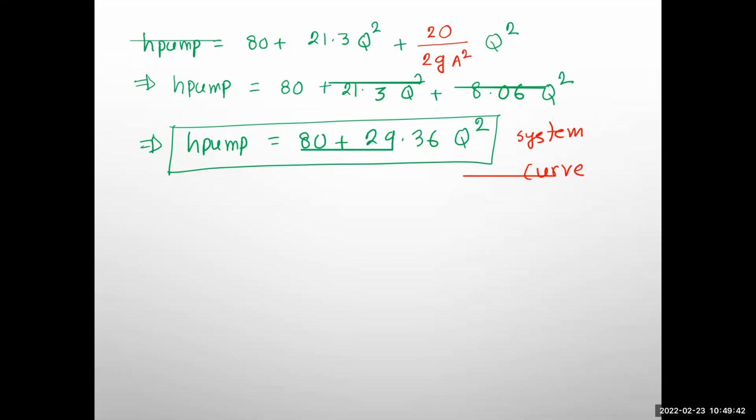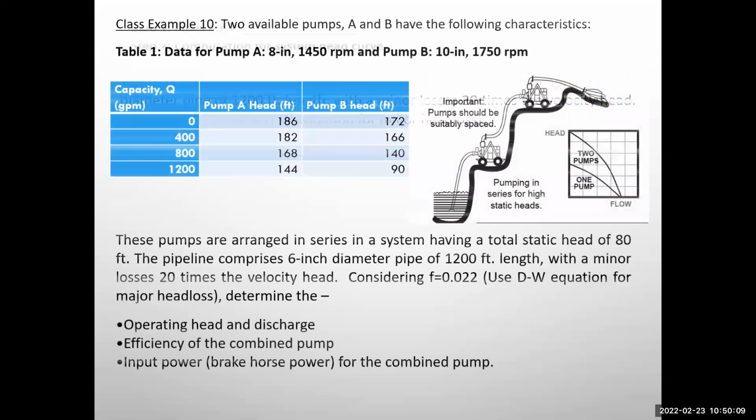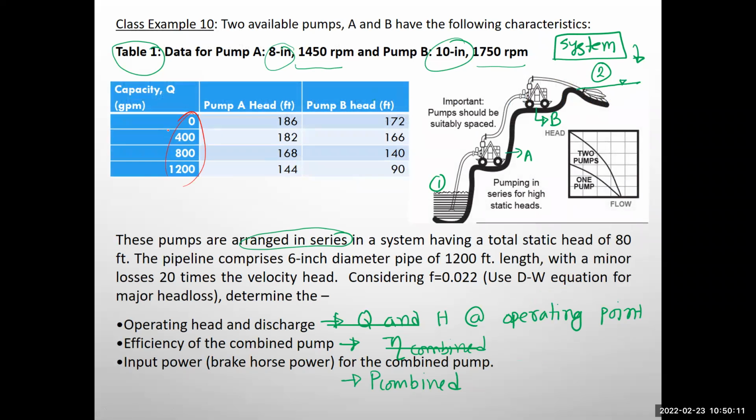Yes. Now, for any Q value, you will pick some Q values to find H pump, right? You can select any Q values, or another practice you can do, you can just take these Q values here, okay, and find the H pump. We will start from this point.